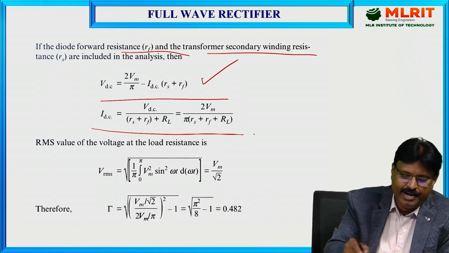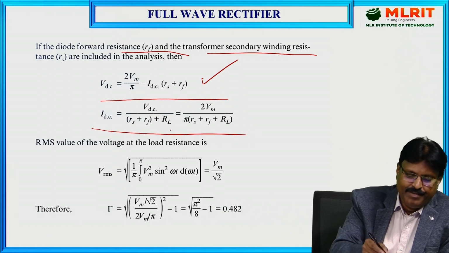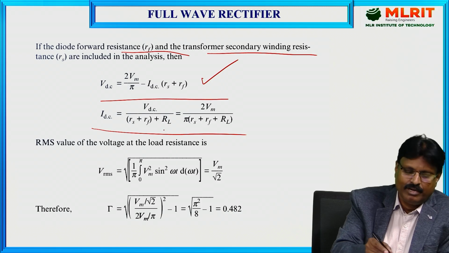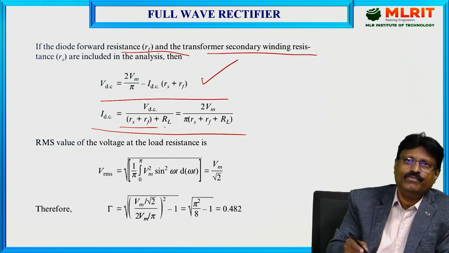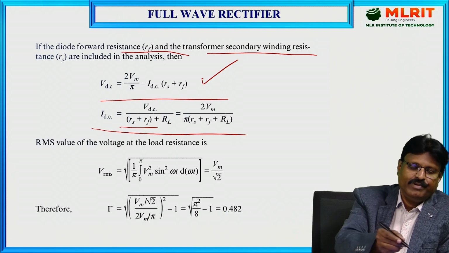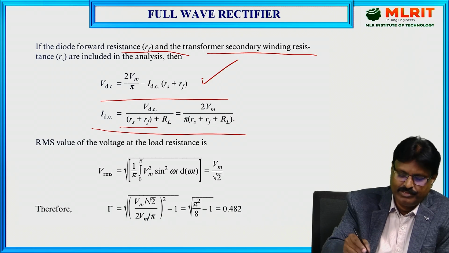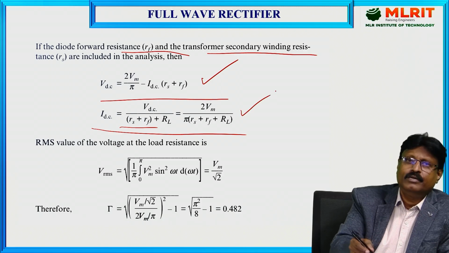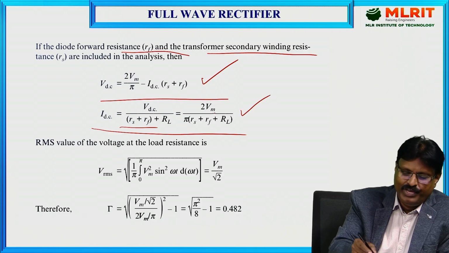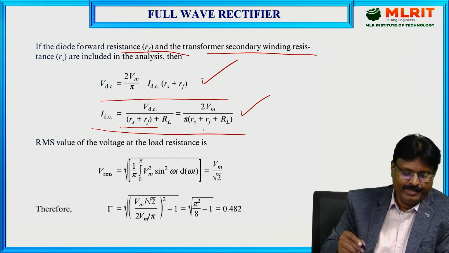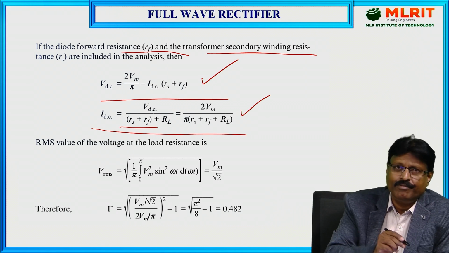Similarly, the current equation IDC, earlier it is VDC by RL. Now we need to consider the resistance of the secondary winding as well as the forward resistance of the diode. So the equation will be changed like this: 2 Vm by pi into RS plus RF plus RL. Okay. So next we need to derive the VRMS.